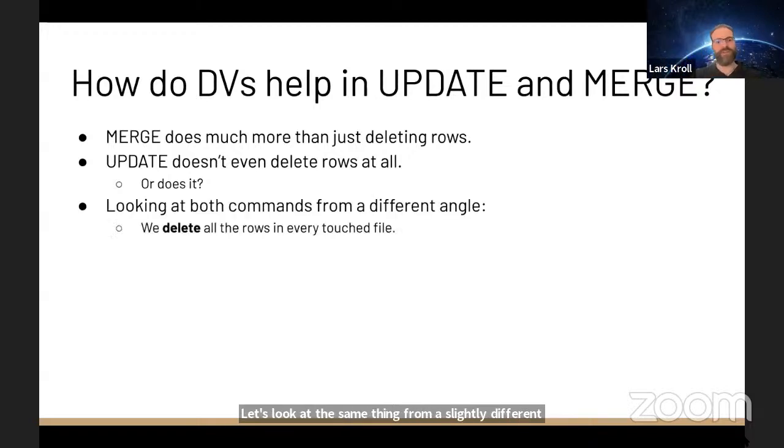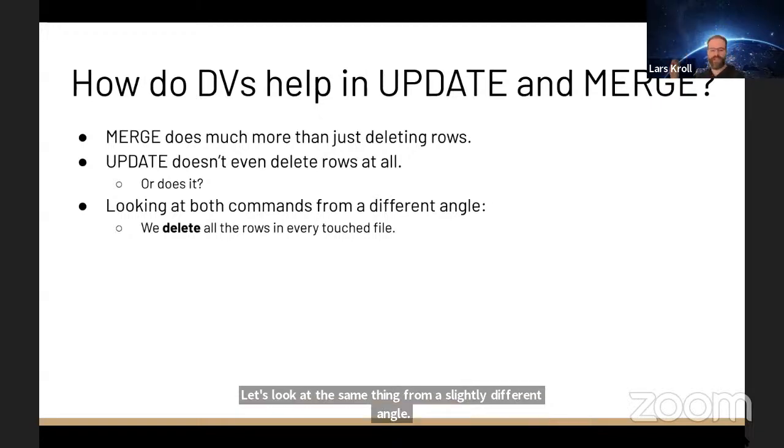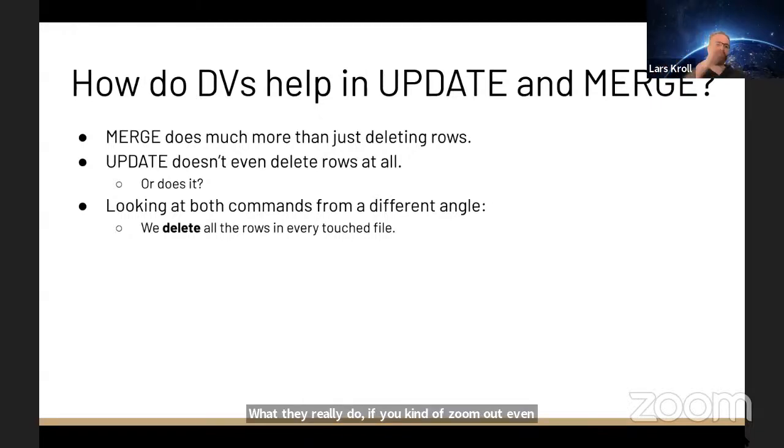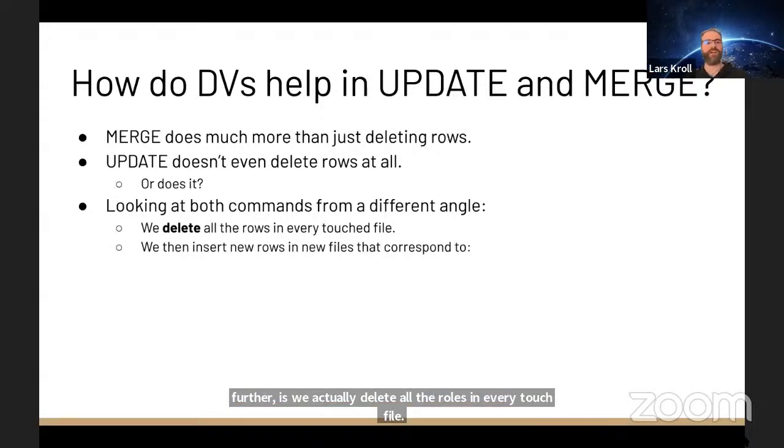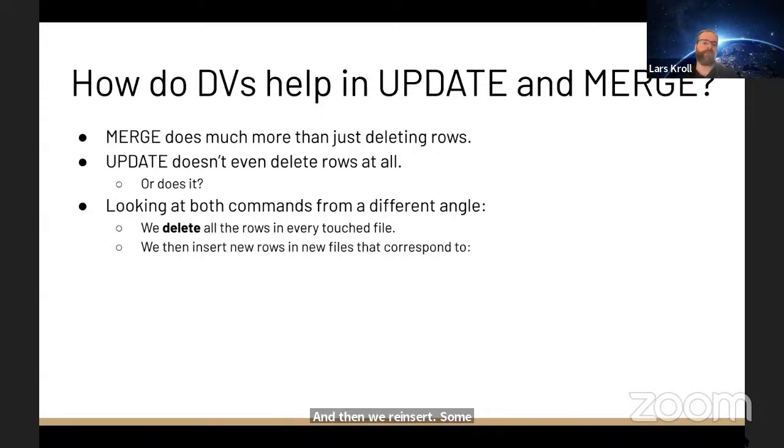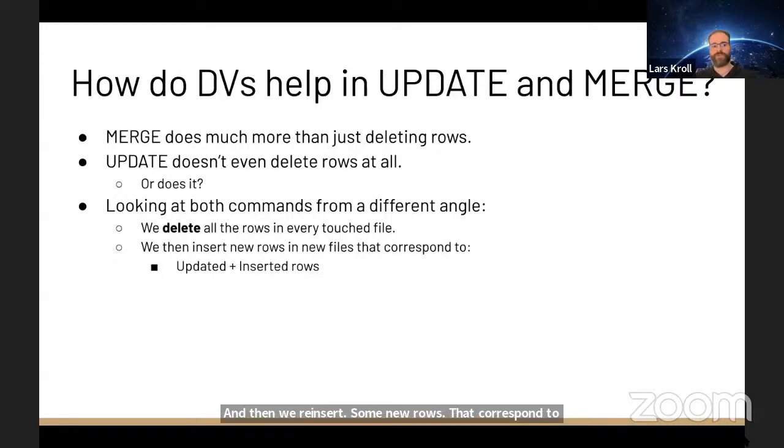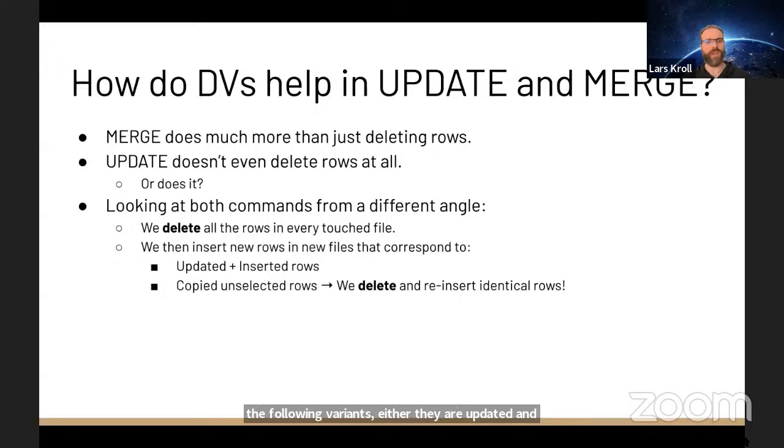What they really do, if you zoom out even further, is we actually delete all the rows in every touched file. And then we reinsert some new rows that correspond to the following variants. Either they are updated and inserted rows in terms of merge, or they are copied rows that we didn't select before. And for those copied rows, what we logically did is we deleted them and then we reinserted absolutely identical rows again into the data set.